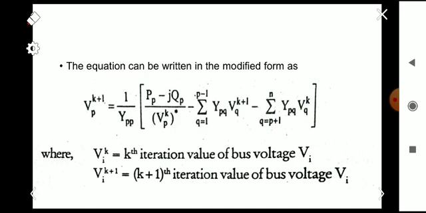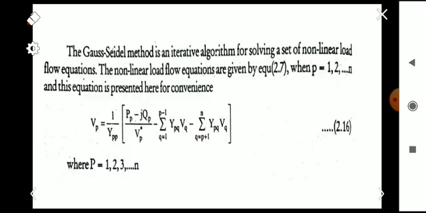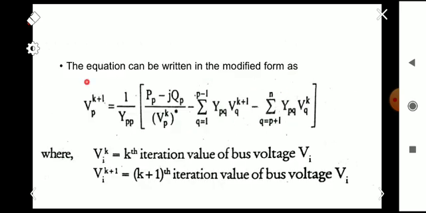So we can write the modified form of this equation as Vp(k+1) is equal to 1 by Ypp into (Pp minus jQp) by Vp(k) star, minus sigma q equal to 1 to p minus 1 of Ypq Vq(k+1), minus sigma q equal to p plus 1 to N of Ypq Vq(k), where Vi(k) is the kth iteration value of bus voltage Vi, and Vi(k+1) is the (k+1)th iteration value of bus voltage Vi.